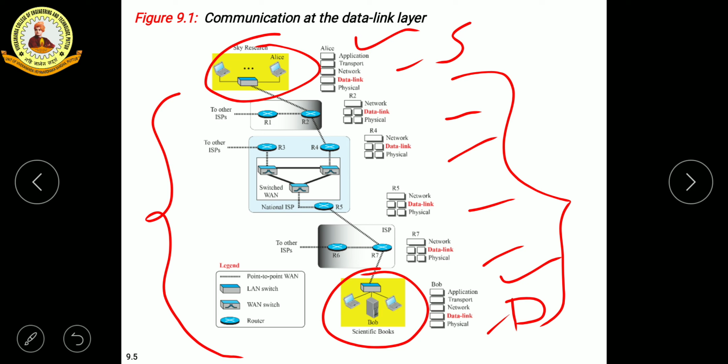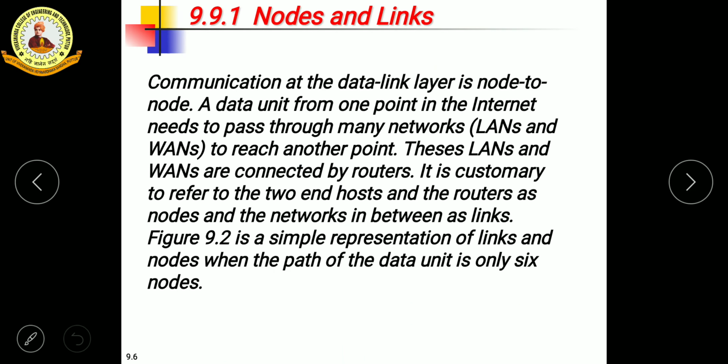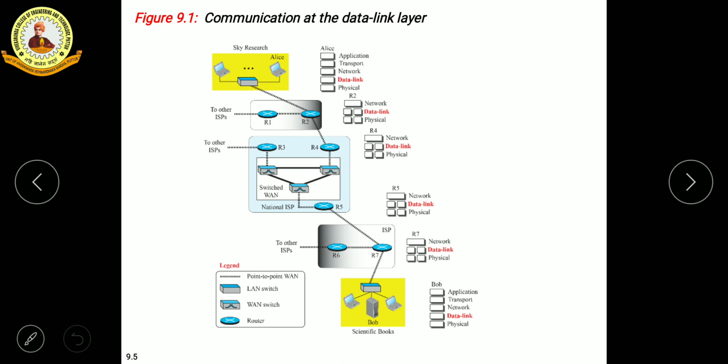Finally, the data link layer at Alice's computer communicates with the data link layer at the router R2. So this is that connection, that is, Alice's computer communicates with the data link layer at the router R2. What is the next connection?